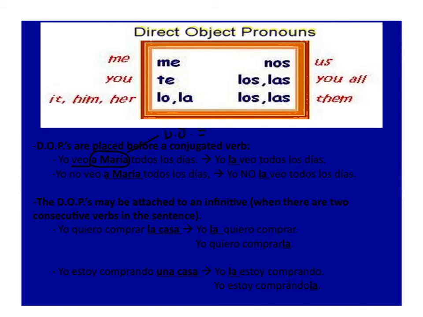Which direct object pronoun are we going to use to replace Maria? We will use la because Maria refers to her. You want to say, I see her every day. We only have one verb in the sentence, so to express this in Spanish, we will say, yo la veo todos los días. Notice how the pronoun is placed before the verb.